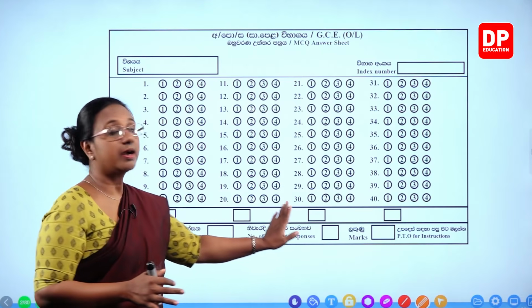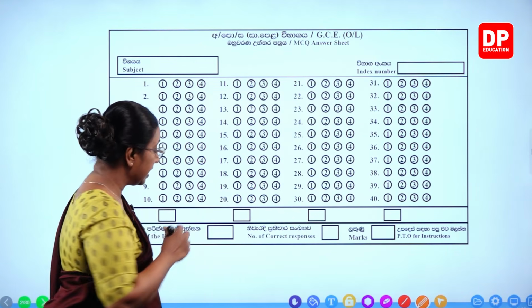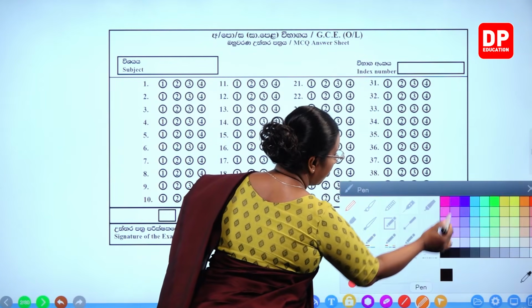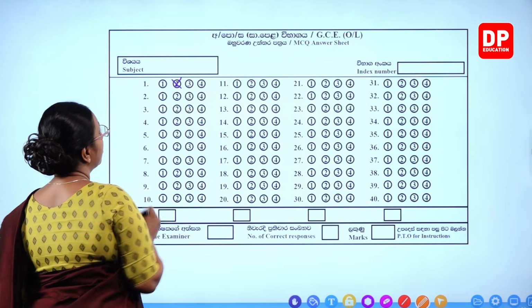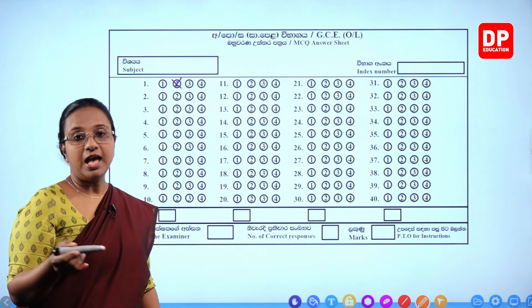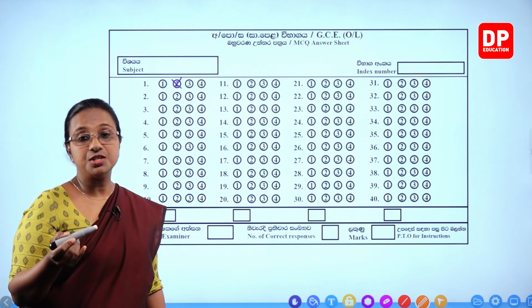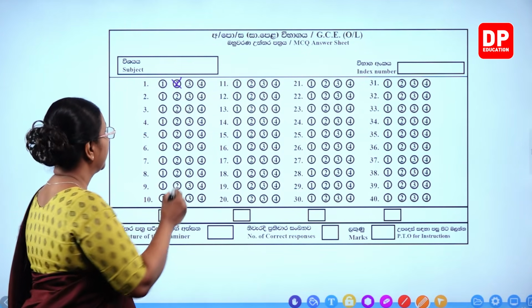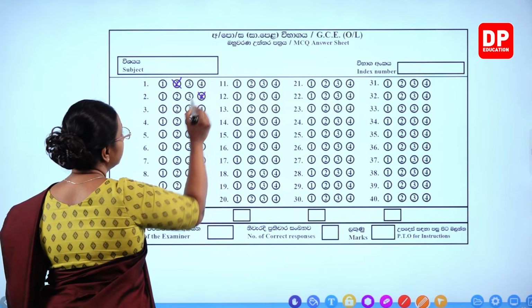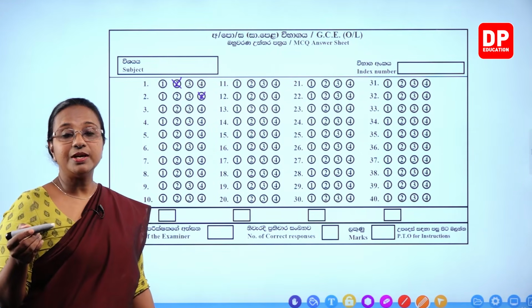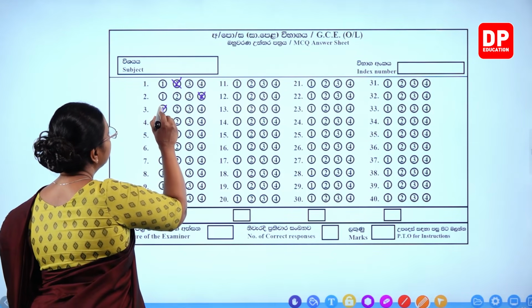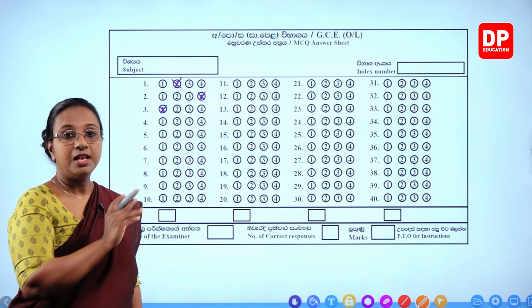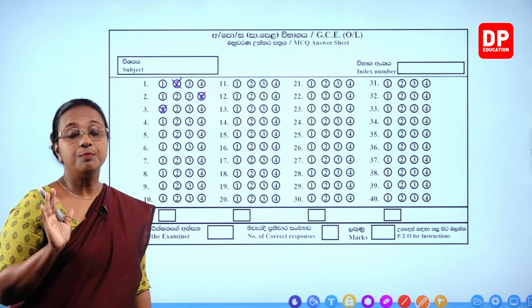And when you're marking the answer, students, let's say for the first question, your answer is 2. So you have to mark a cross on 2. And for your second question, the answer you select is number 4. Then you mark a cross on number 4. Then third question, we'll say the answer is the first one, number 1. Then you will have to put a cross here. Now this is how you have to mark.